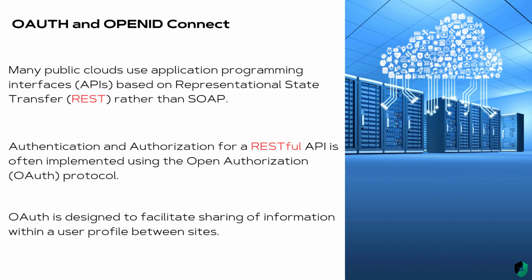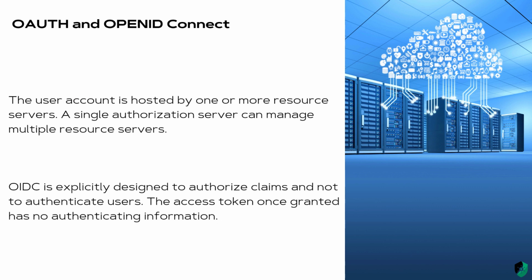Now, authentication and authorization for a RESTful API is often implemented using something known as the Open Authorization Protocol. The Open Authorization Protocol is designed to facilitate sharing of information with a user profile between sites. Now, the user account is hosted by one or more resource servers. A single authorization server can manage multiple resource servers. Now, the OIDC is explicitly designed to authorize claims and not to authenticate users. The access token once granted has no authenticating information. OIDC, by the way, is the OpenID Connect.